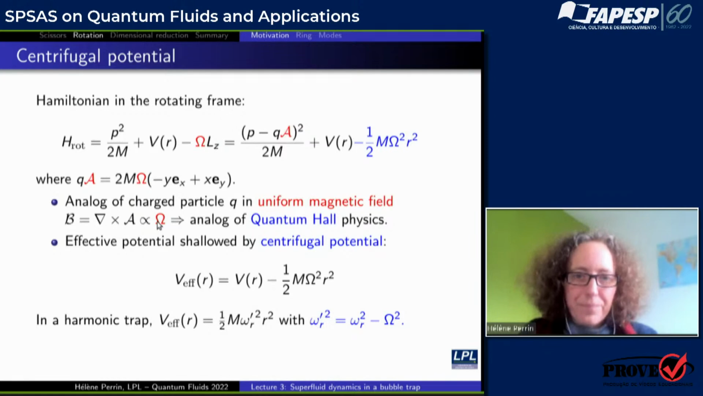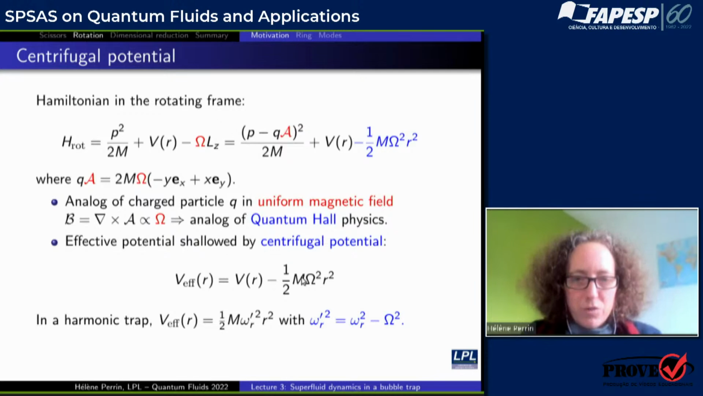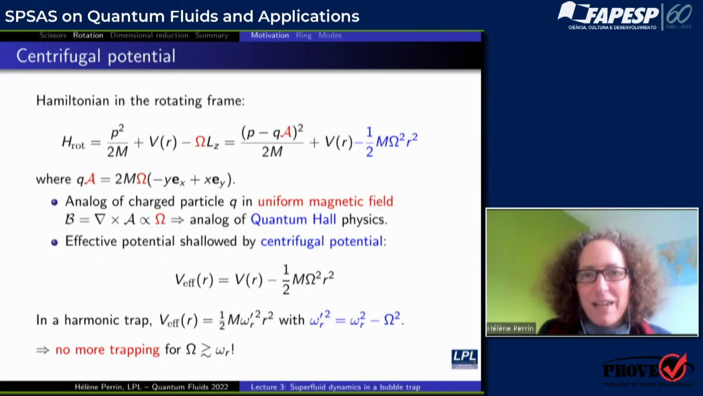But in addition to this equivalent system, we have this term here, which is a centrifugal potential. And so the effective potential in which the atoms are is softened by the rotation. So the atoms tend to be expelled from the trap center because of the centrifugal potential. If we have a harmonic trap, it will correct the trapping frequency by this omega squared and lower it. So of course, at some point, if you rotate at the trapping frequency or faster, then instead of having a trap, the atoms will be expelled from the trap center.